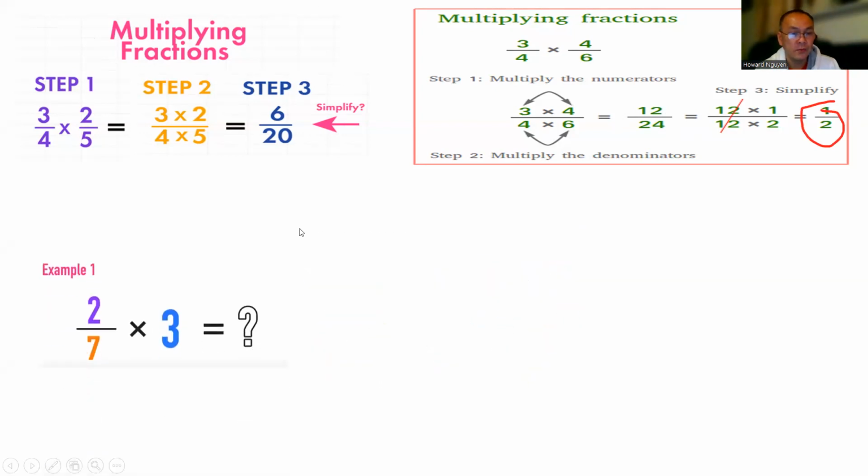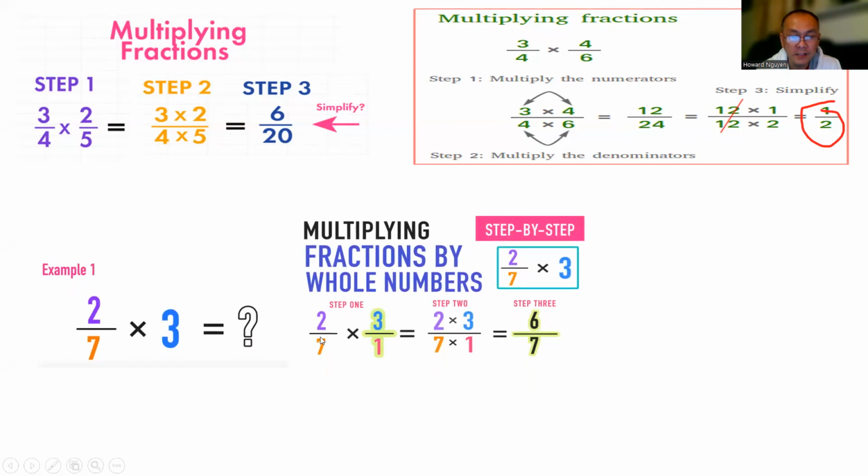All right, so what if you have a fraction and a whole number? So again, you're going to keep this, change 3 to 3 over 1, because the 1 is already invisible. You're going to use that as your placeholder. So you can take the numerator 2 times 3 and the denominator 7 times 1, which is 6 over 7. Is this proper or improper? If you say proper, you are right. Why? Because the top number is smaller than the denominator.